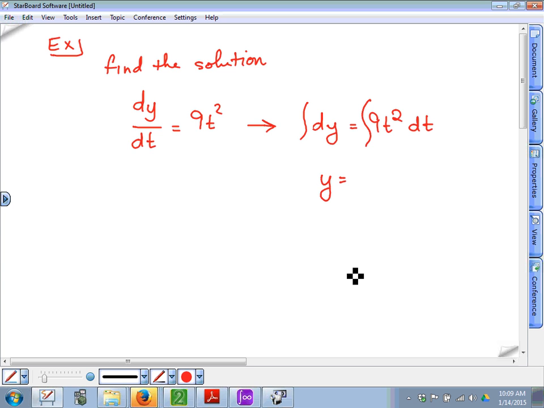But you have to integrate both sides. Okay. So y is equal to the integral of 9t squared dt. And this just turns into a problem like we had just barely practiced. How do you find the integral of 9t squared dt? You've got to get out the 9. Pull out the 9 and then take the integral of t squared dt.